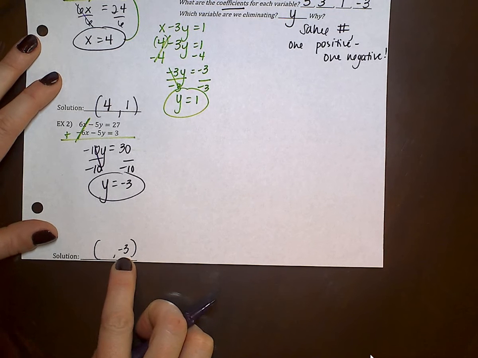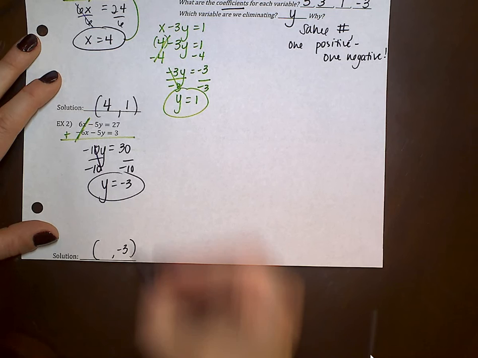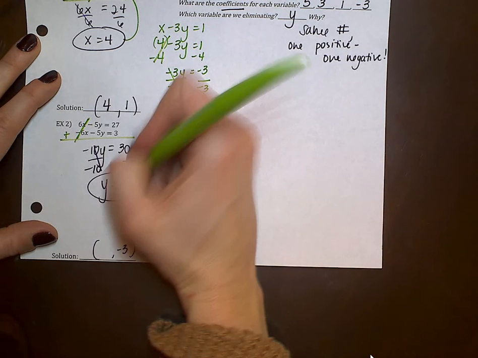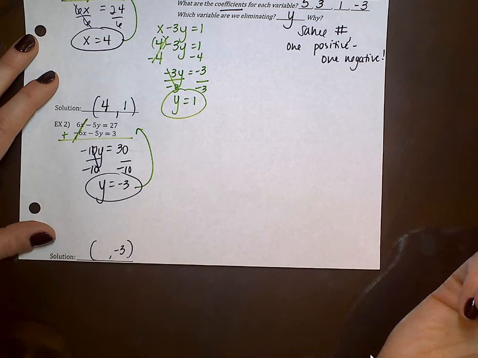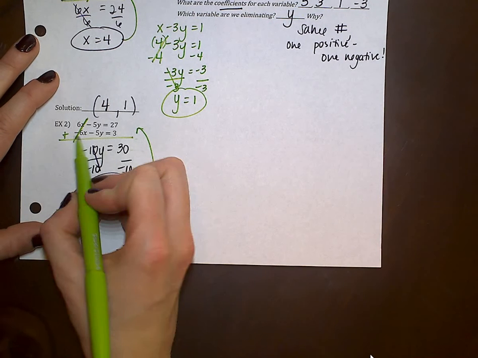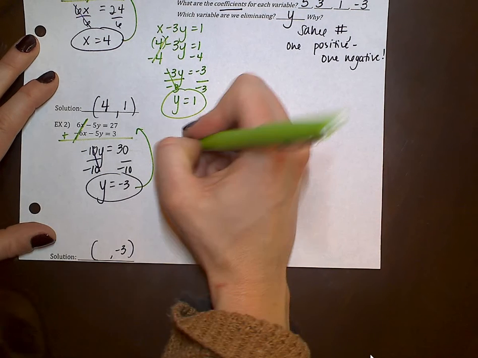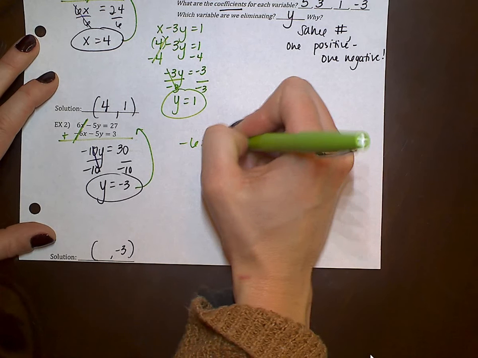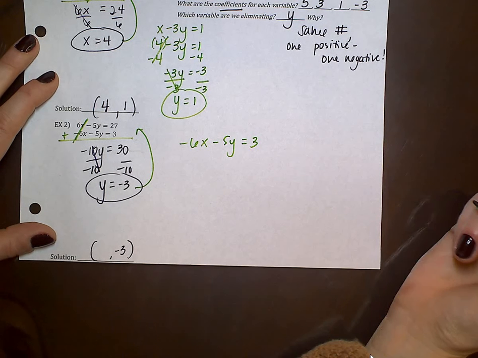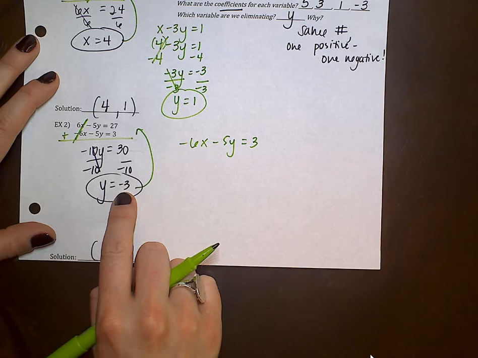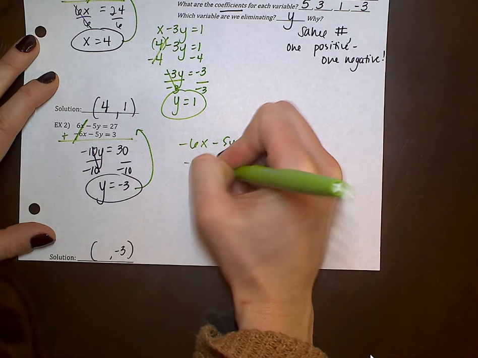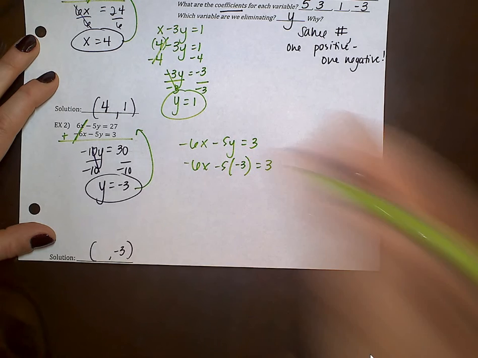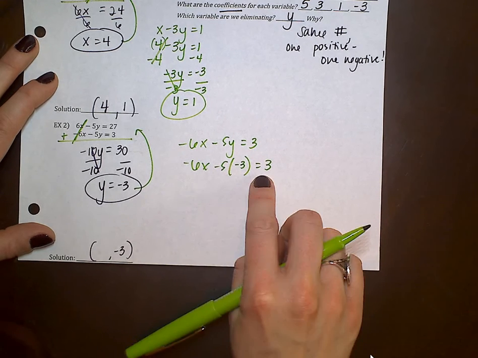So I have the second number of my solution here. I just need to find the x value. So again, I'm just going to bring this back up, and I'm going to pick an equation to plug it into. I'm just going to go for the one with smaller numbers, so I'm going to pick the second equation. Just do my work off to the right here. I know that y is negative 3, so I'm going to plug that in. And then I'm going to solve this for my x value.